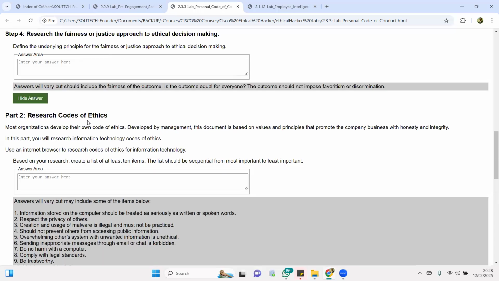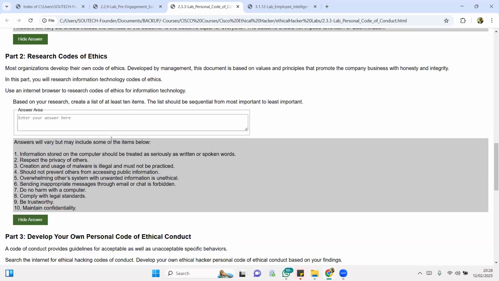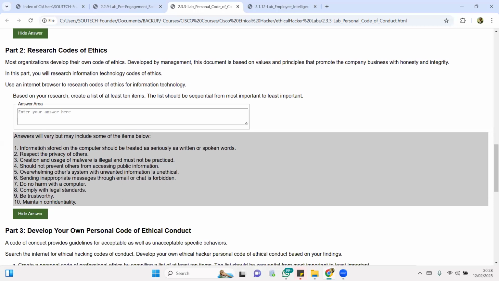Now, if you look at some codes of ethics, there are quite a few of them. Information stored on the computer should be treated as seriously as written or spoken words, so it should be binding. That's where data integrity comes in. Respect the privacy of others. Creation and usage of malware is illegal and must not be practiced. You cannot just start running malware.